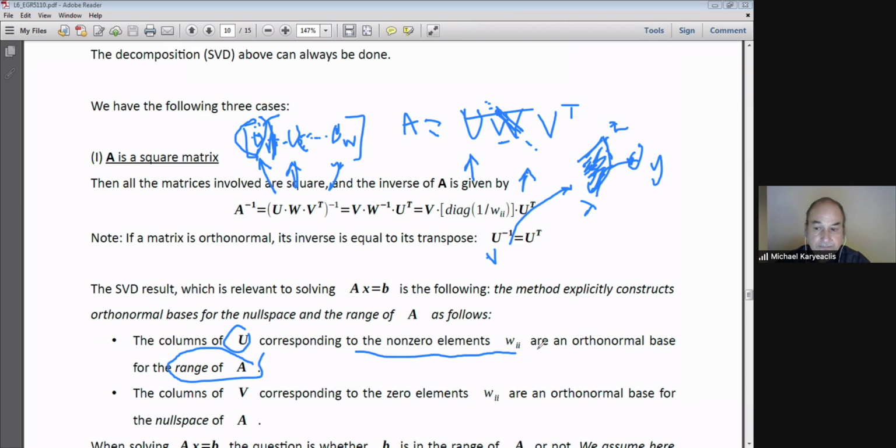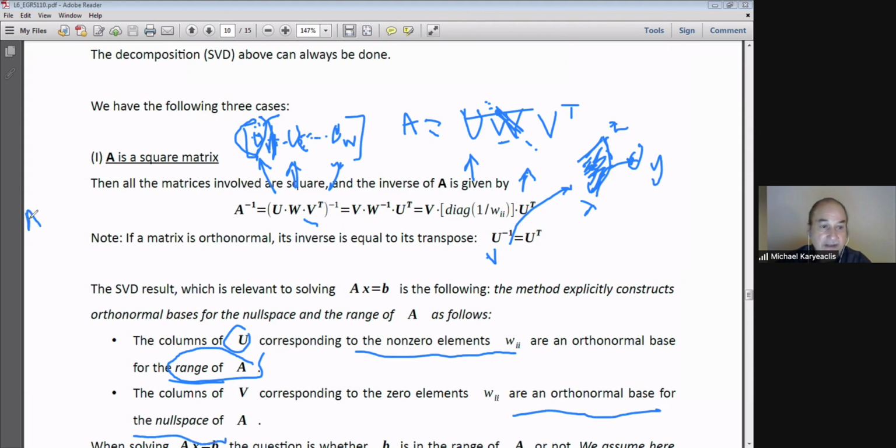That's what this means. The columns of V now, okay, we have three of these. The columns of V corresponding to the zero elements, now we're having to deal with the zero ones, are an orthonormal basis for the null space of A.